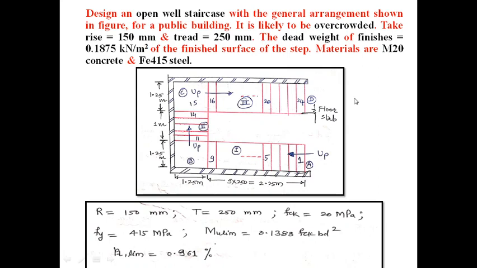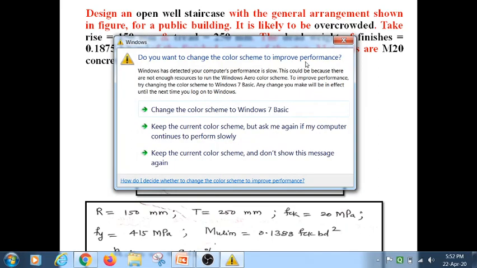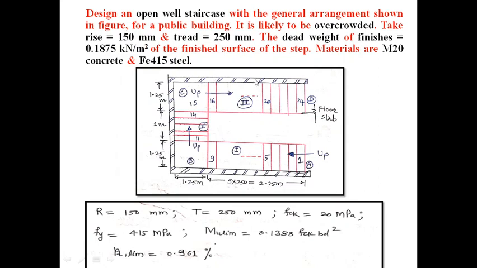So here the plan view is given. This is flight 1, flight 2 and flight 3. Here the width of this flight is 2.25 meter. Here the width of landing is 1.25 meter. In this direction the width of the same landing is 1.25 meter. Here the width of flight is 1 meter and the width of landing is 1.25 meter. And here again the width of landing is 1.25 meter, and from here to here it is 2.25 meter.